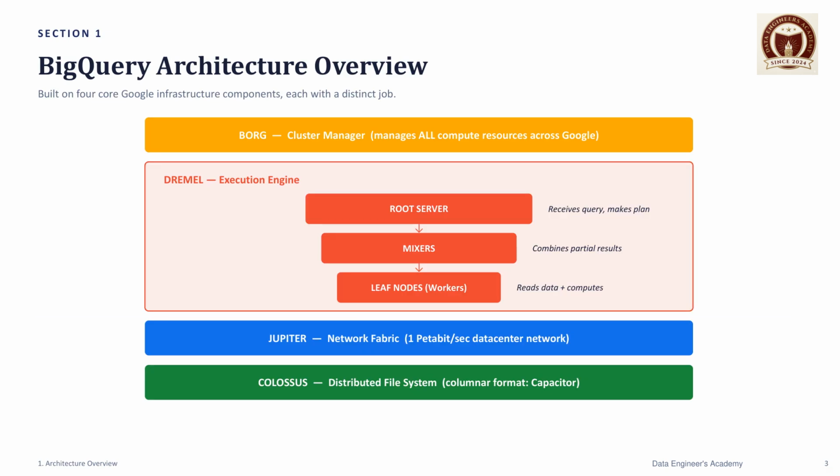Moving to section 1, the architecture overview. BigQuery is built on 4 core Google components. BOG manages compute. Colossus is the distributed file system. Jupyter is the massive network fabric. And Dremel is the execution engine.